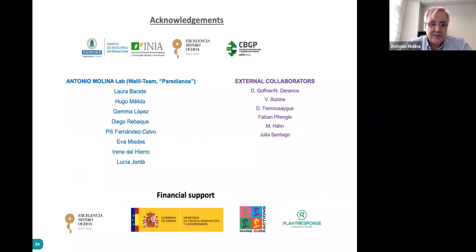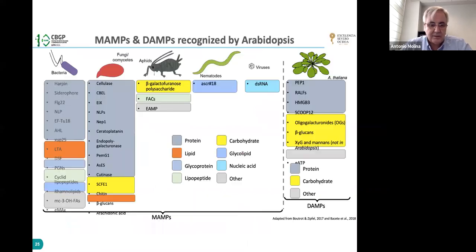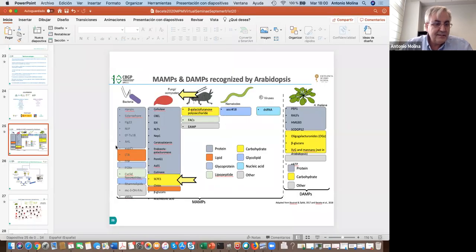Just only to acknowledge again the wall team. We call them Paredianos, because the wall in Spanish is pared. And the Paredianos from my group are Laura Bacete, Hugo Mélida, Gemma López, Diego Rebaque, Piti Fernández Calvo, Eva Miedes, Irene del Hierro, and Lucía Jordá. And also to acknowledge the contribution of our external collaborators, Deborah Kofner and Nicolas Denans, Vincent Boulon, Dominique, Fabian, Michael Hahn, and Julia Santiago. And with this, I'm finishing, and I will be delighted, as I said, to answer any question that you may have.